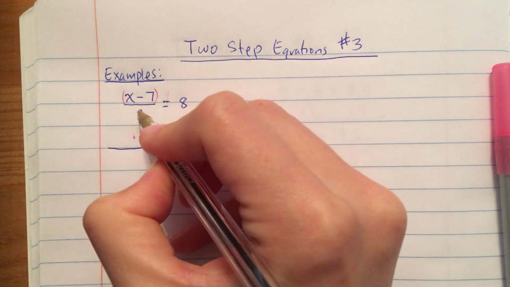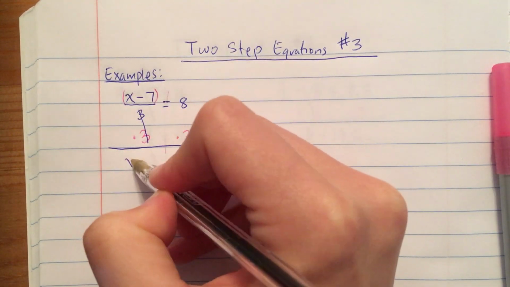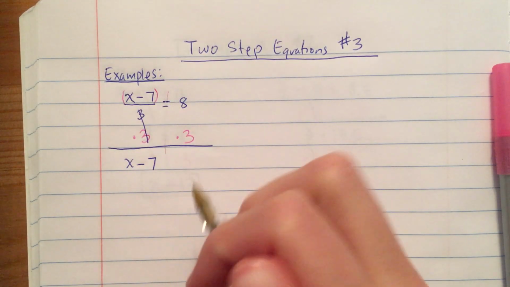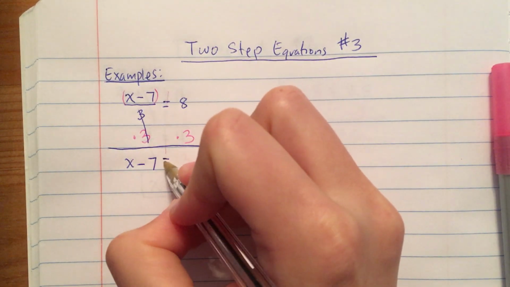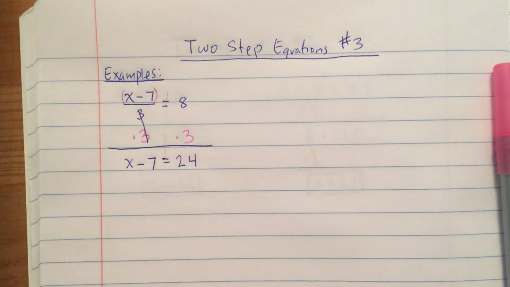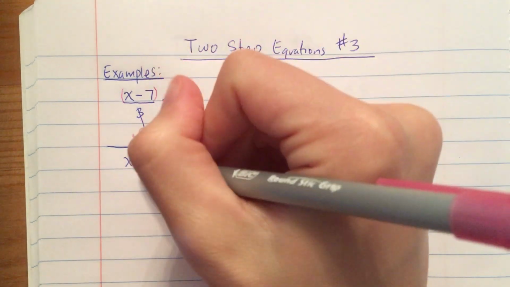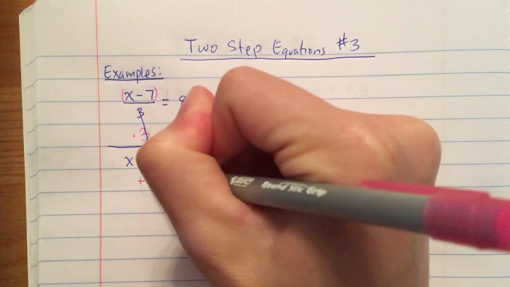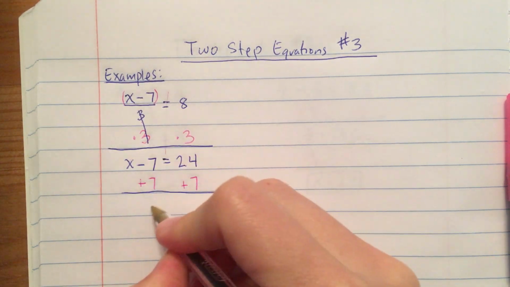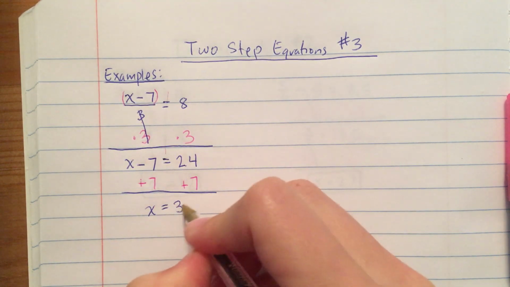So that cancels this divided by 3 and leaves me with only x minus 7. Now I don't need parentheses because it's not on top of a fraction anymore. So it's just x minus 7 by itself. 8 times 3 is 24. And now I have just x minus 7. So I need to get rid of the minus 7. So I add 7 on both sides. And I get x equals 31.